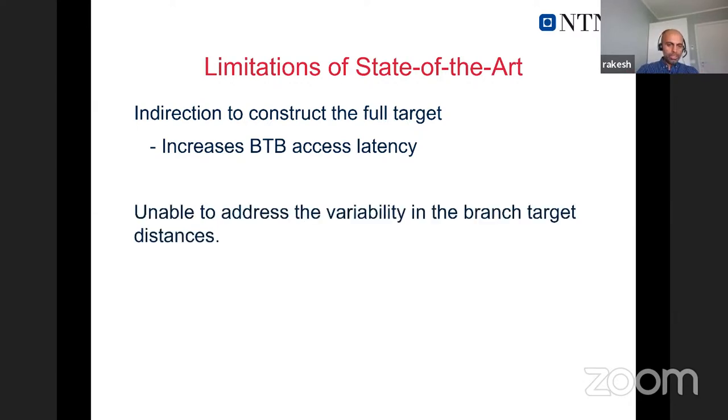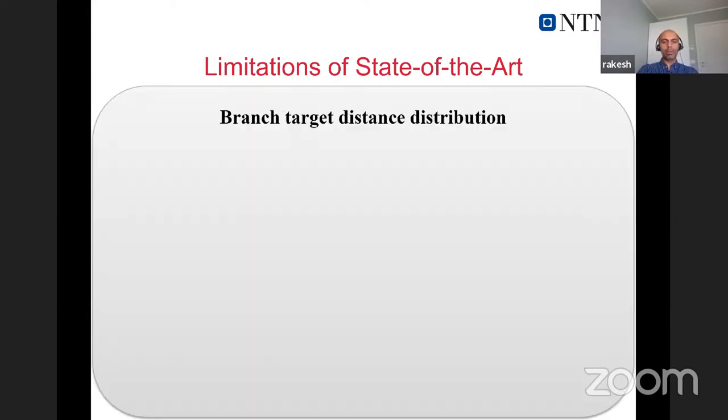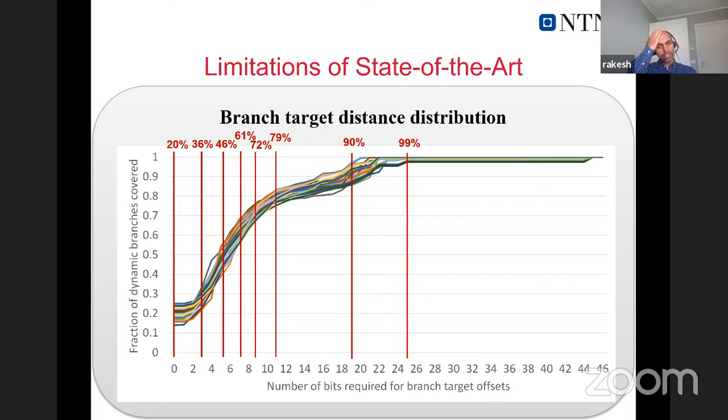And of course, they are unable to address the variability in the branch target distances. Remember, we had this analysis where we showed that there is a lot of variability in how many bits we require to save the target addresses. Whereas these designs have a fixed number of bits to represent the target. So they are less adaptable based on how many bits the target really needs.